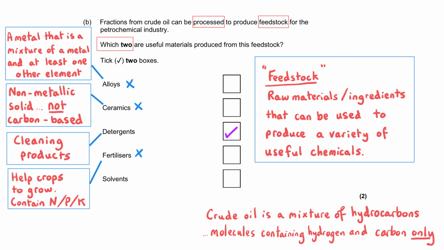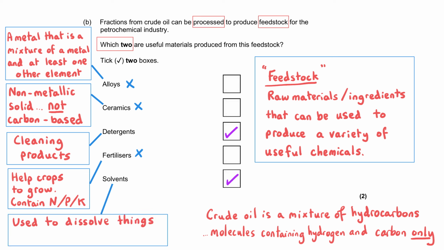And that means that the last answer, solvents, must be the second correct answer, and it is. Solvents are used to dissolve things, and the fractions of crude oil are really good at dissolving a certain type of substance, specifically substances that do not readily dissolve in water. So the correct answers are detergents and solvents.